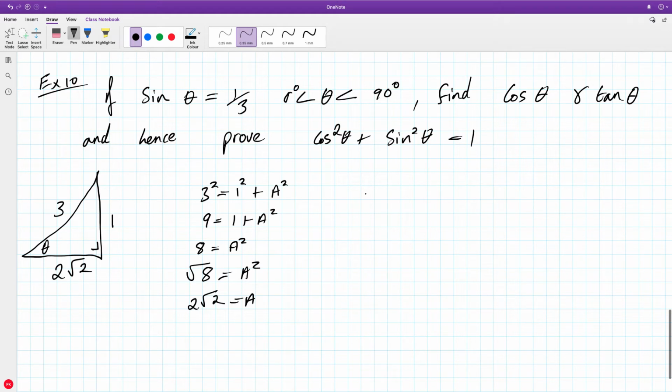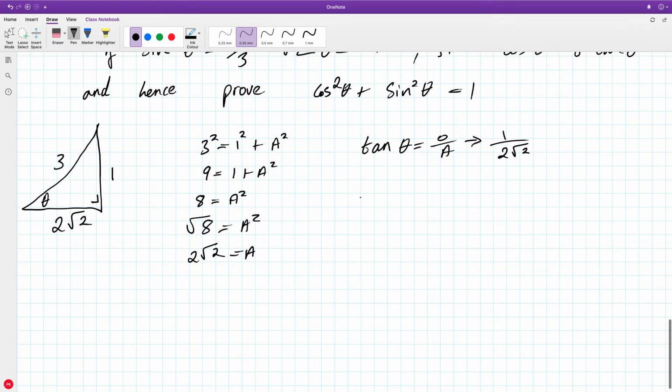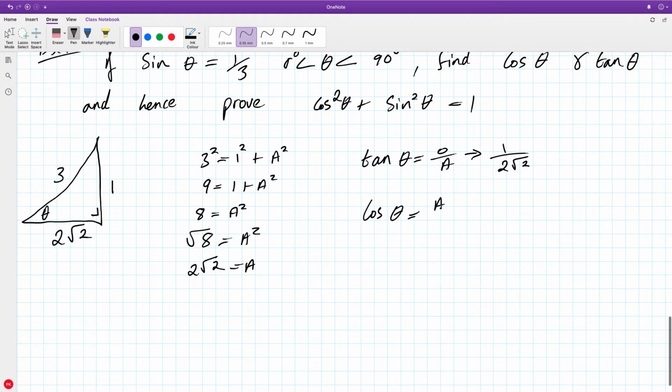Right, we then had to find the tan of theta, trotting off America, opposite over adjacent. Opposite is 1 over adjacent, which is 2 root 2 or root 8, whichever way you want to leave it. The cos of theta, cos a herring, a over h. Adjacent is 2 root 2 over hypotenuse, which is 3. We all happy there? Right.